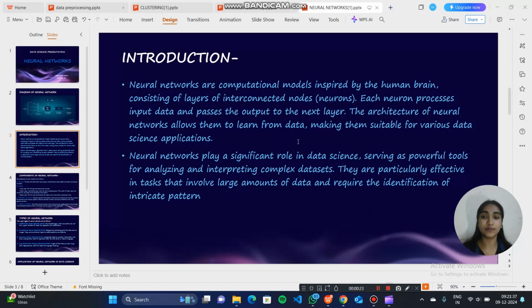Each neuron processes input data and passes the output to the next layer. The architecture of neural networks allows them to learn from data, making them suitable for various data science applications. Neural networks play a significant role in data science, serving as powerful tools for analyzing and interpreting complex data sets. They are particularly effective in tasks that involve large amounts of data and require the identification of intricate patterns.